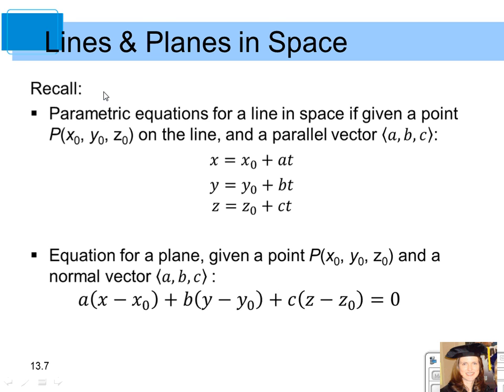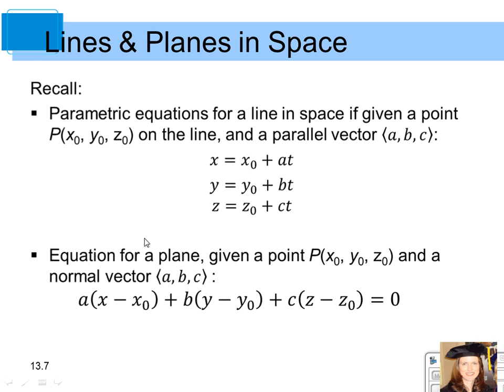I have this slide here so you can recall parametric equations for a line in space. In order to come up with the equations, you need 2 things. You need a point and you need a parallel vector. So you're going to be using the coordinates of the point as your x0, y0, z0, and the components of the parallel vector a, b, c in your parametric equations for a line.